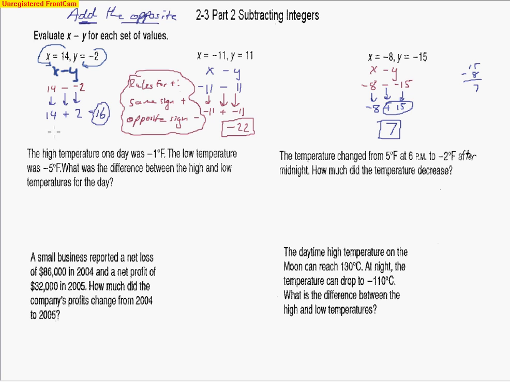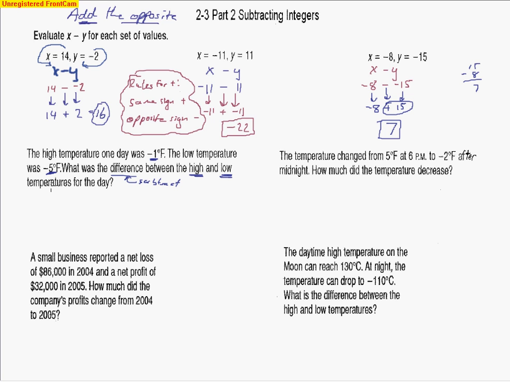Well, the next problem here talks about the high temperature one day was negative 1 degrees. Low temperature was negative 5 degrees. So notice I'm underlining the important information. Now it says, what was the difference? Difference means that we're going to end up subtracting. We're going to subtract two numbers, and we're going to do it in a certain order, whichever one they tell us. So they want to know the difference between the high and the low.